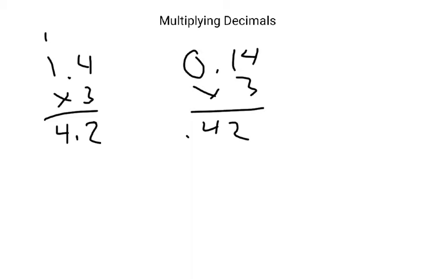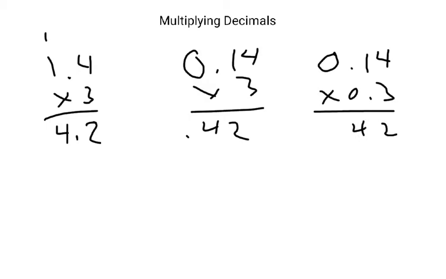Suppose it had been 0.14 times 0.3. It's still going to have a 4 and a 2 in it. But when we count the decimal places, we have 2 in the top factor and 1 in the bottom factor, and we have to have 1, 2, 3, so we need another one. Have to put that 0 in there. And probably should be putting a 0 here in the 1's place for these two.